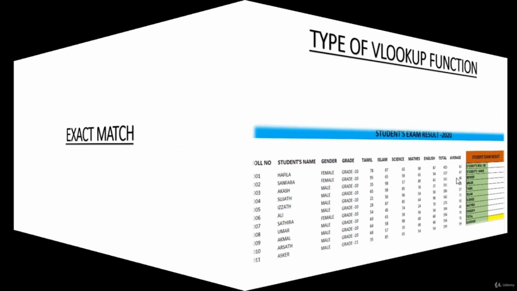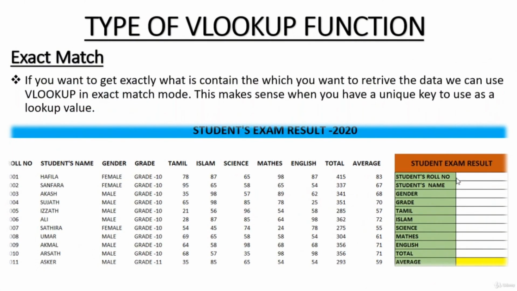Now we are going to look at what the exact match is. Exact match means if you want to get exactly the content which you want to retrieve, we can use the Vlookup exact match mode. This makes sense when you have a unique key to use as a lookup value.